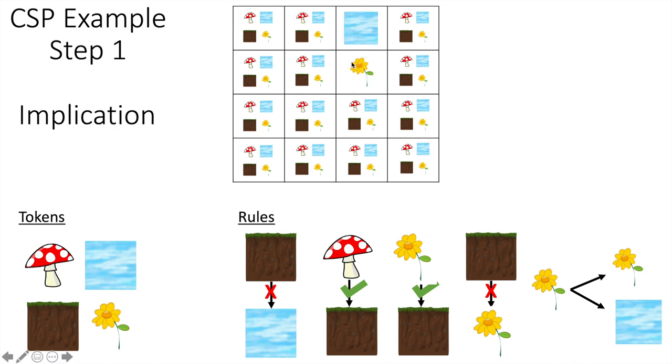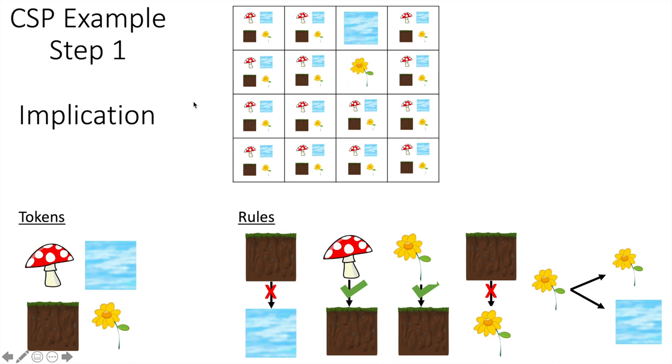Now, the next thing we need to do is percolate the implications of those decisions. So I've done one here automatically, just to give you a sense of it. Why I've put the sky above a flower is because we know that the ground cannot be above a flower, and that the mushroom must have ground below it, so a mushroom couldn't have been there, and ground couldn't be there, and a flower couldn't be there, because a flower needs ground below it, so that means that sky must have been there.